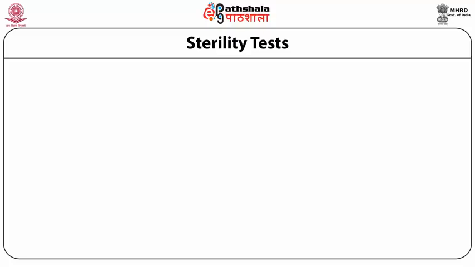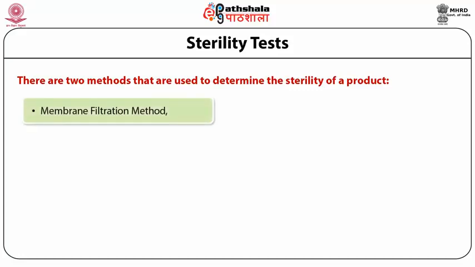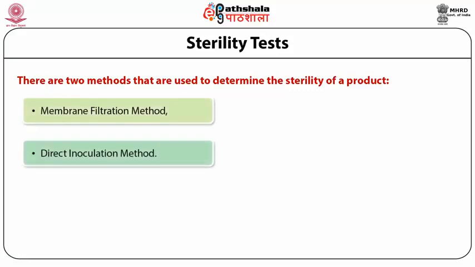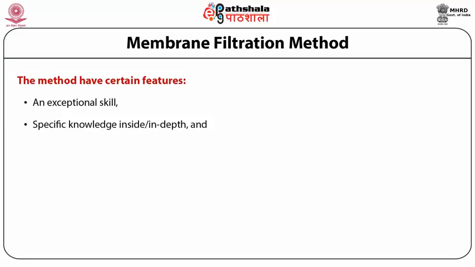Now the sterility test. What are the various tests which are generally used for sterility testing? There are two methods used to determine the sterility of the product. First is the membrane filtration method, and another one is the direct inoculation method. The membrane filtration method has certain features. First, an exceptional skill. Second, specific knowledge, insight, or in-depth understanding. Third, routine use of positive and negative controls.